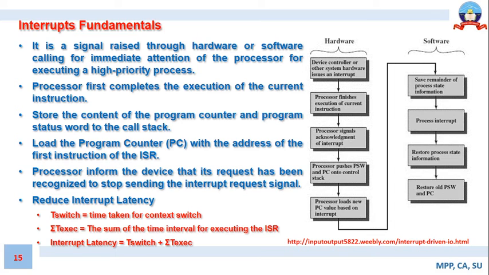So the device controller or other system hardware issues an interrupt. The processor finishes execution of the current instruction. The processor signals acknowledgement of the interrupt. The processor stores the program status word and the program counter onto the stack. The processor loads the program counter value based on the address of the interrupt service routine. Then it saves the remainder of the process state information. Then it processes the interrupt. Then it restores the process state information. Then it restores the old program status word and program counter. So this is the way an interrupt is handled by the processor.